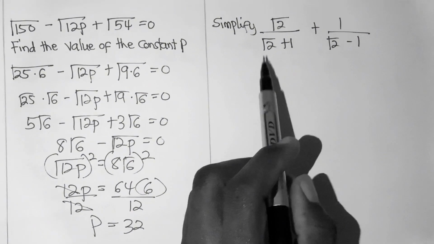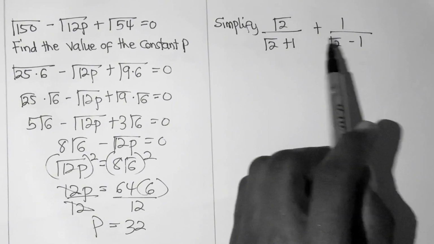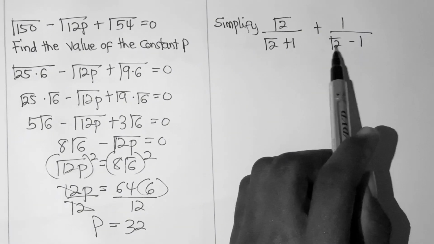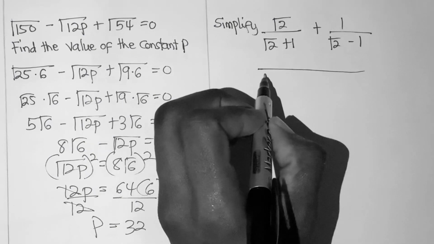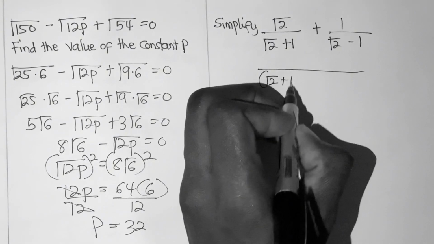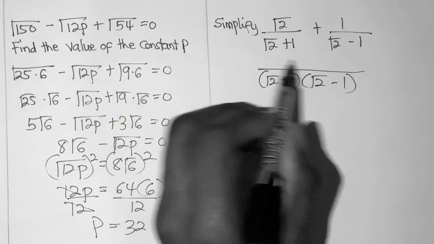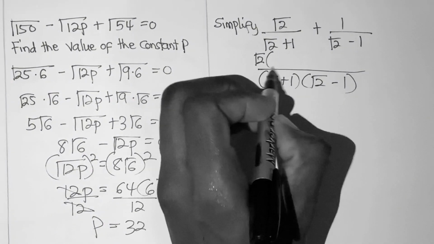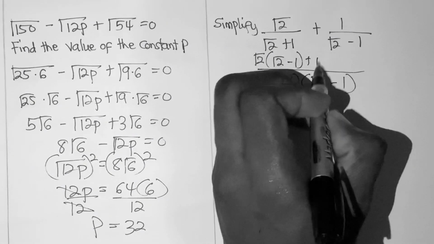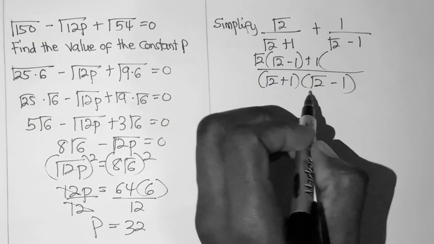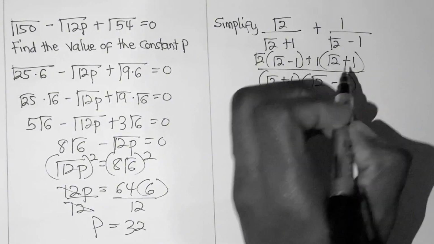Simplify square root of 2 divided by square root of 2 plus 1, plus 1 divided by square root of 2 minus 1. So we need to find the LCM, which is square root of 2 plus 1 times square root of 2 minus 1. So this one and this one will cancel. So we get square root of 2 times square root of 2 minus 1, then plus 1 times square root of 2 minus 1 will cancel this. So here will become square root of 2 plus 1.